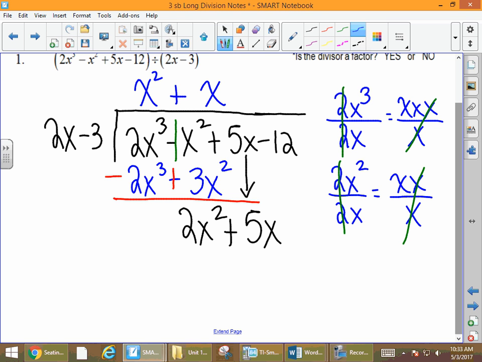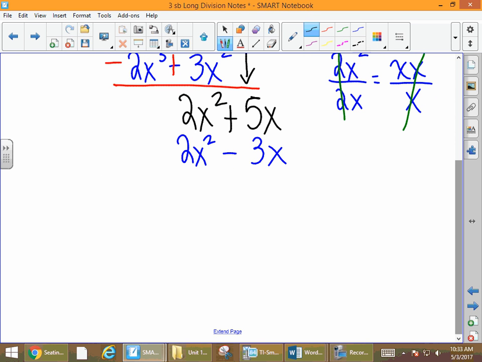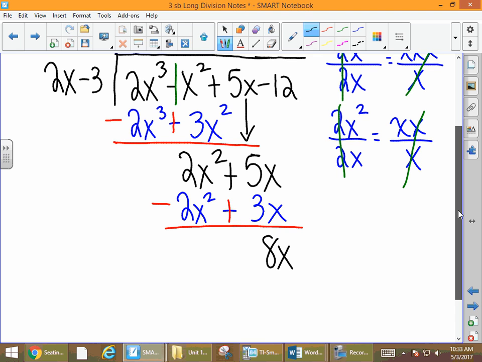I'm going to use that value. X times 2x is 2x squared. X times negative 3 is negative 3x. Change both signs. Once again, what happens is that our 2x squareds cancel out. And we have 5x plus 3x, which is 8x. And as we go back and look at the problem, do we need to bring anything else down? And sure enough, we still have a minus 12.